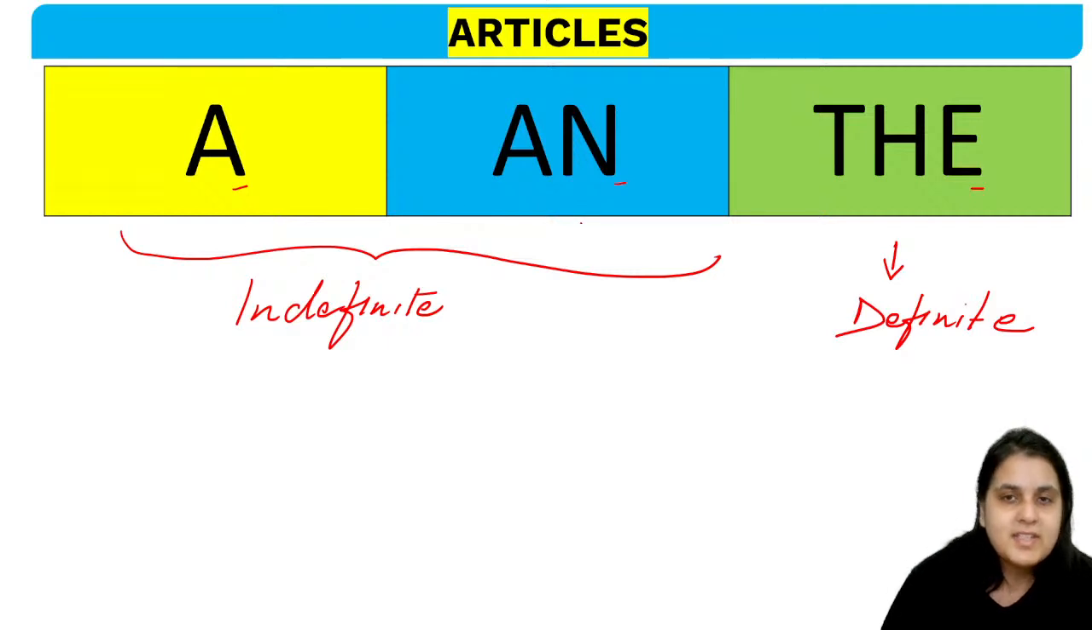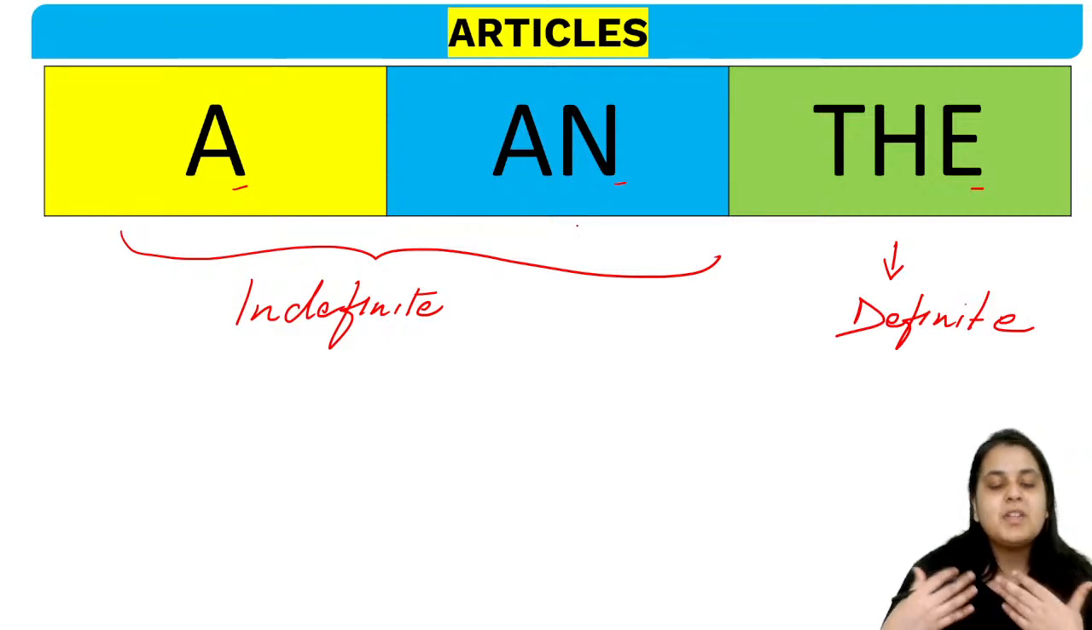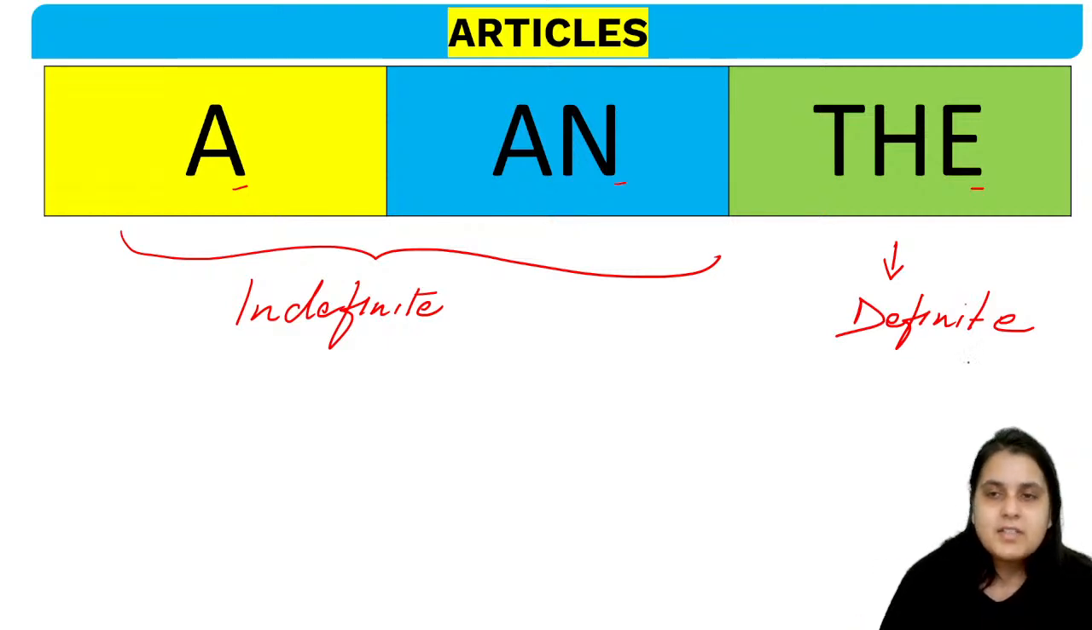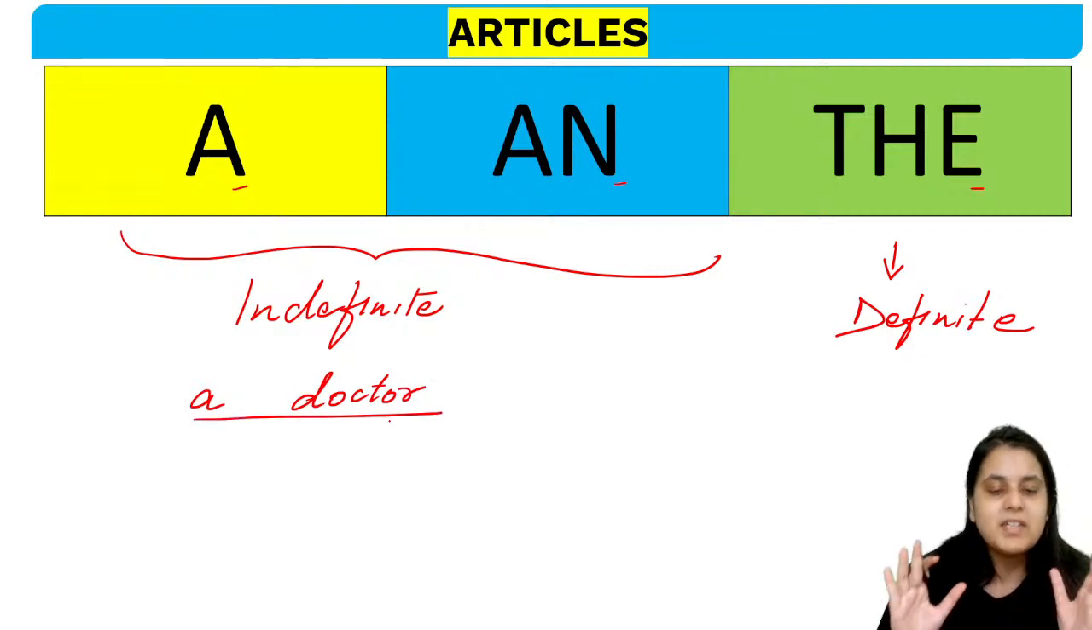Now, a and an are called indefinite articles because they refer to something or someone in general. And the is called the definite article because usually it refers to something specific. For example, let's say Shan is not feeling well, I say, Shan, please go and visit a doctor. When I say that, I basically mean go and visit any doctor.